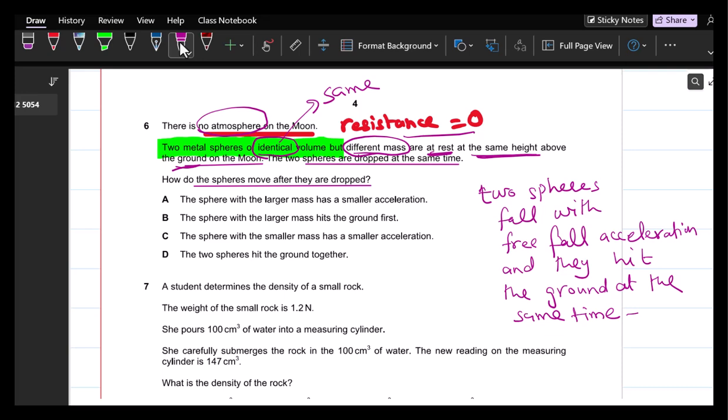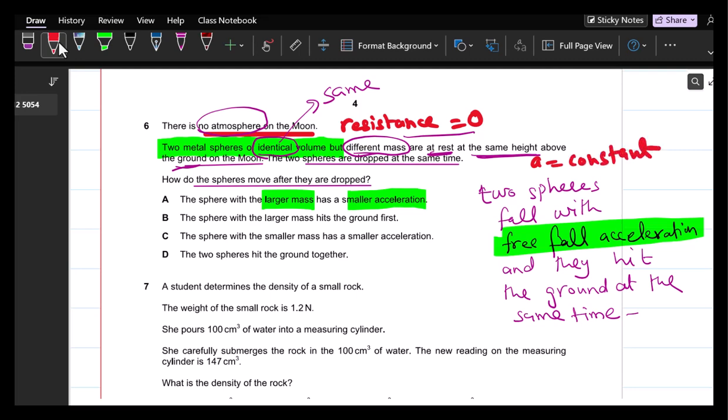So you have to see such option. The sphere with larger mass has smaller acceleration. No, not possible. Free fall acceleration is going to be obeyed. Acceleration you can say is constant. And sphere with larger mass hits the ground first. No, time will be same. The sphere with smaller mass has smaller acceleration. The two spheres hit the ground together. So D is the correct option.